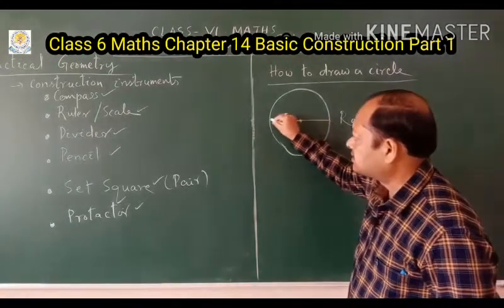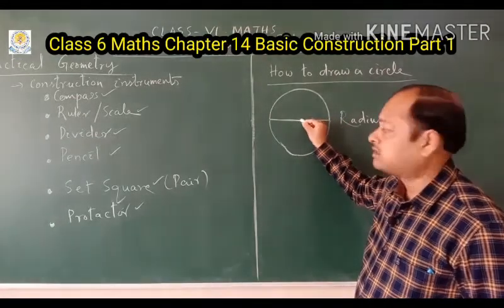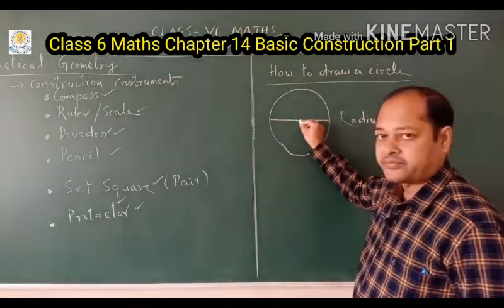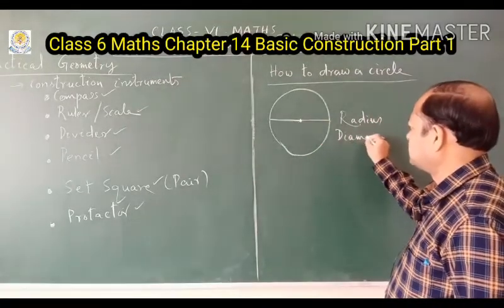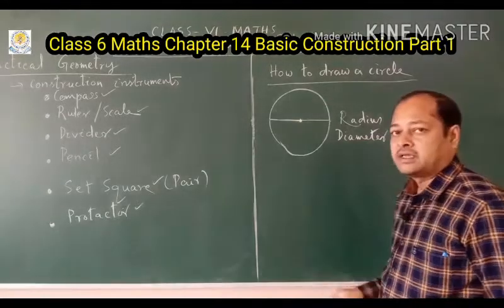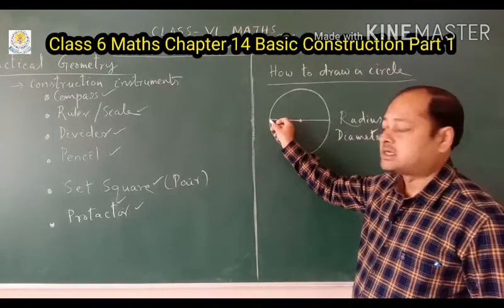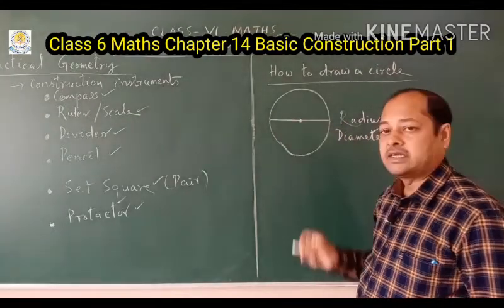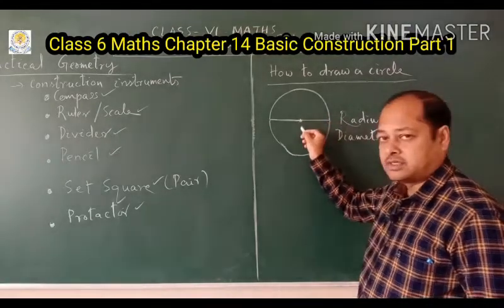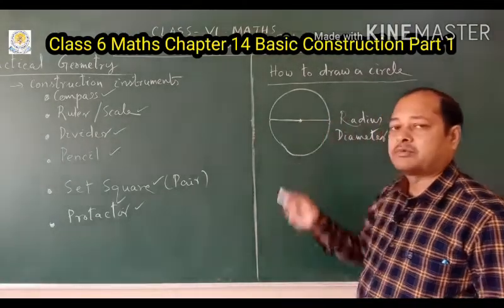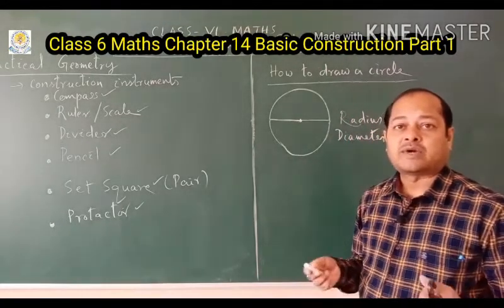If we extend this line from one border to another border through the center, whenever this line passes through the center, it is called the diameter. The line passes through the center from one part of the circle to another. Half of the diameter is always the radius, or you can say diameter equals twice the radius.